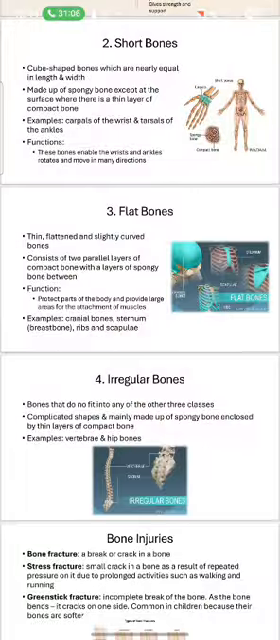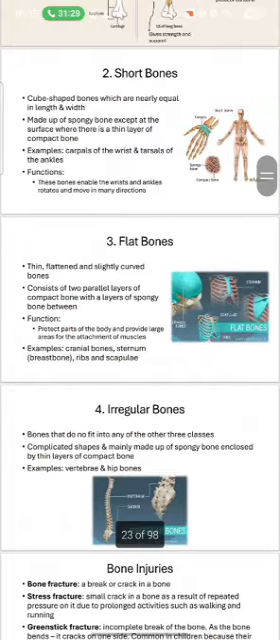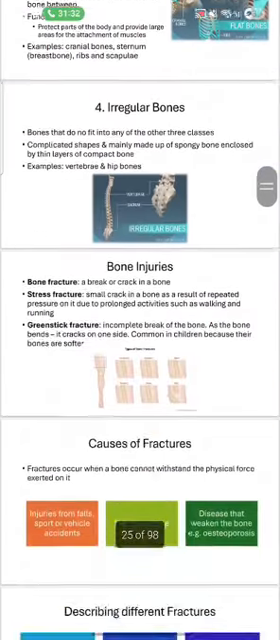Flat bones. They are thin, flattened, and slightly curved bones. They consist of two parallel layers of compact bone with a layer of spongy bone between. The function: protect parts of the body and provide large areas for the attachment of muscles. Examples include cranial bones, the sternum, which is the breastbone, ribs, and scapula.